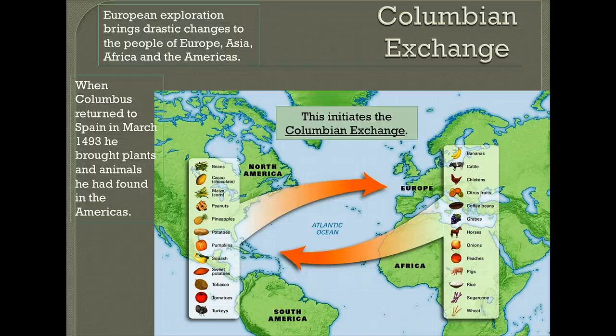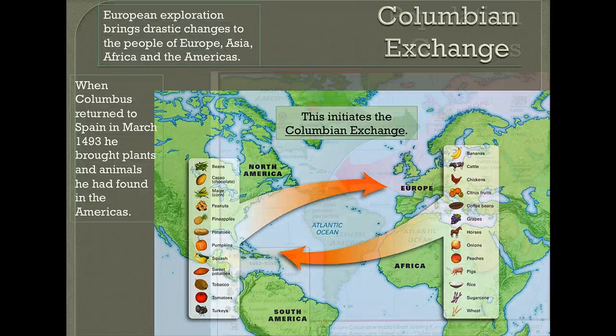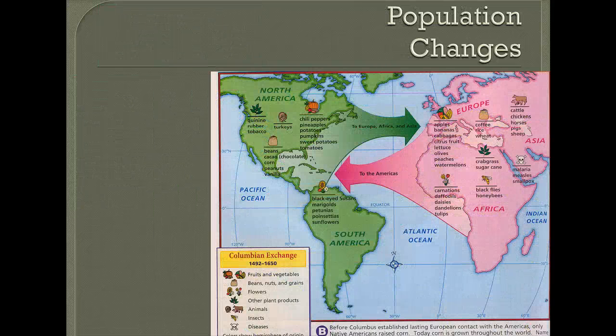There's also some downfall to this. Things such as diseases are also spread. And for some people, diseases are going to be a terrible, terrible thing, like we're going to see in the next slide. But really, the Columbian Exchange is about the fact that for the first time we're opening up a network of trade of plants, animals, goods, ideas, and disease. And that's going to lead us to our final slide, which is to deal with population change.